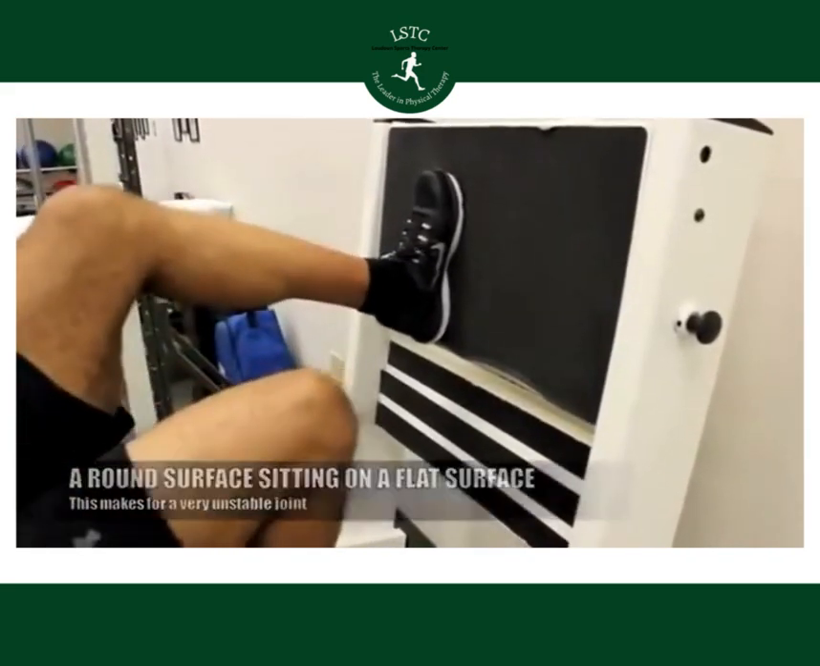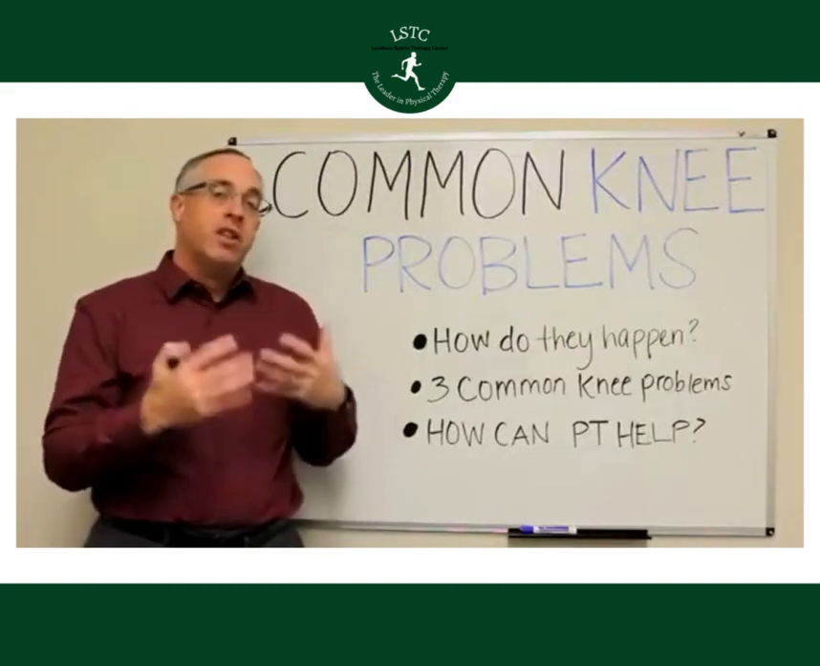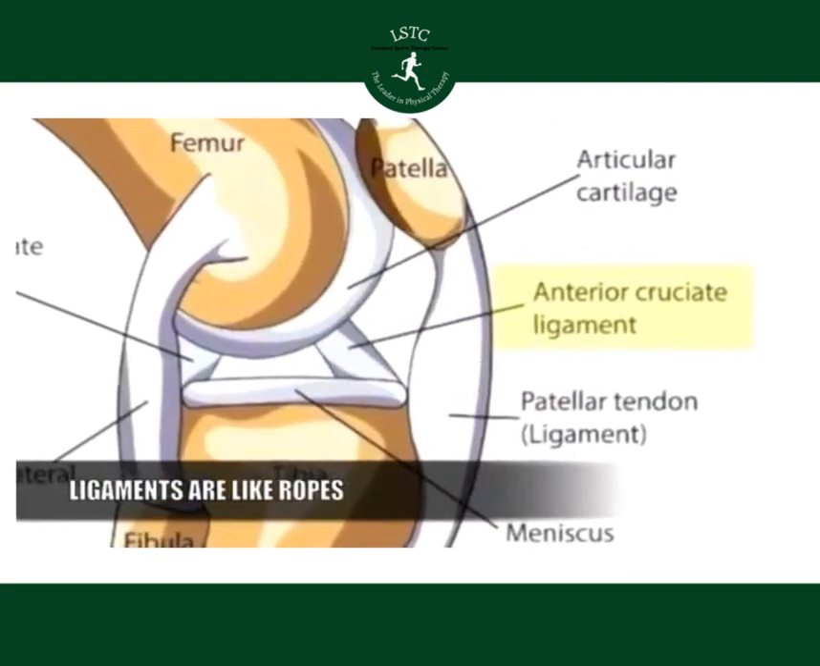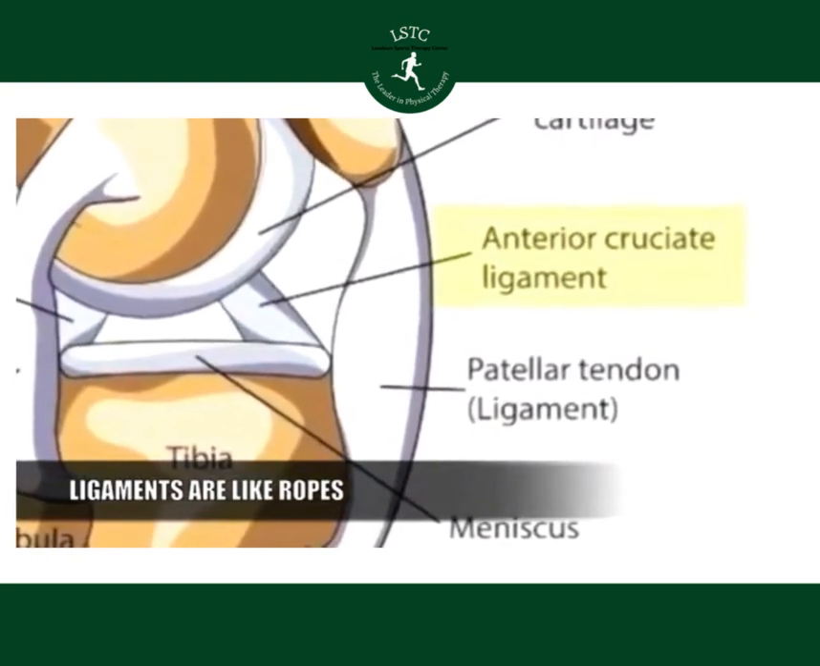So then we rely on ligaments around the knee to make up for this instability, or this deficiency of how our knee joint is made. The ligaments are like ropes, and when you pull on a rope, it's supposed to be taut, it's supposed to stop, it's not supposed to give or stretch or tear.